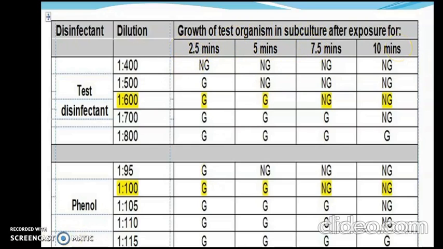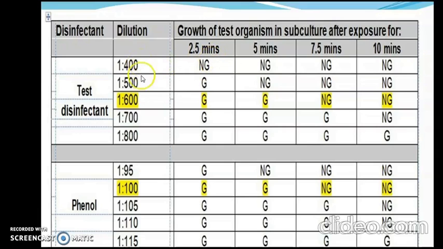Let's take an example of the dilution of the test disinfectant, that is 1:400. In this, you can see when the organism is exposed for various time periods to the disinfectant. In the first time point itself, there is no growth when it is exposed for the period of 2.5 minutes, because here the concentration of disinfectant is more.